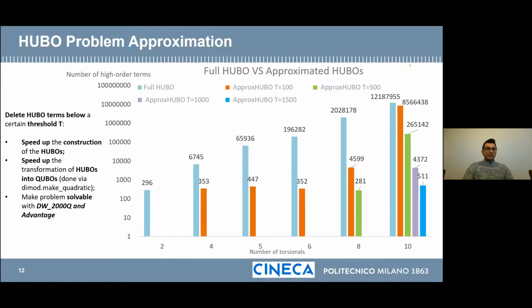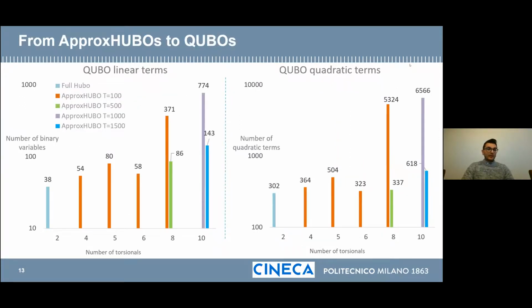On the color aqua column there is the full HUBO, and while we increase the threshold from 100 to 1500, we can see a decrease in the number of terms in the HUBO. Pay attention that when the threshold is too high, we are invalidating the HUBO. After deriving the HUBOs for the different thresholds, we see another development in the number of terms, both linear and quadratic.